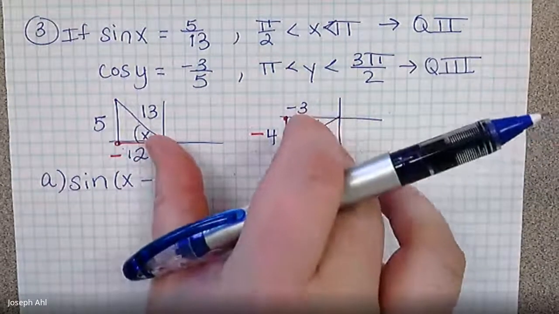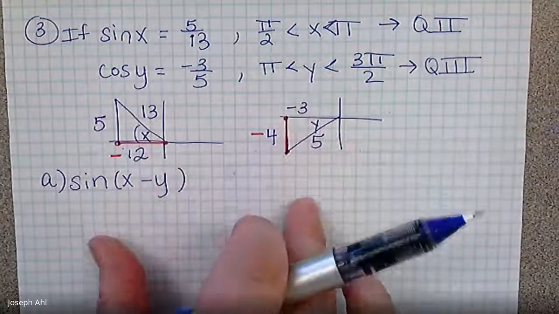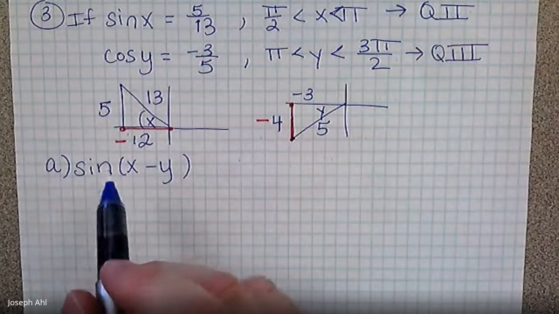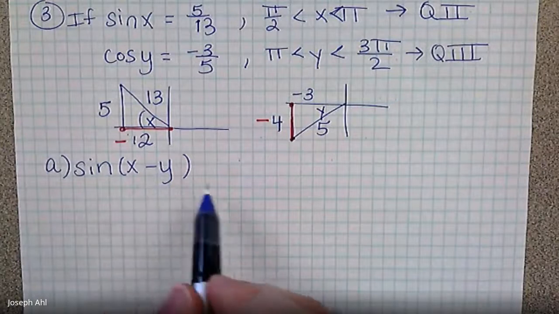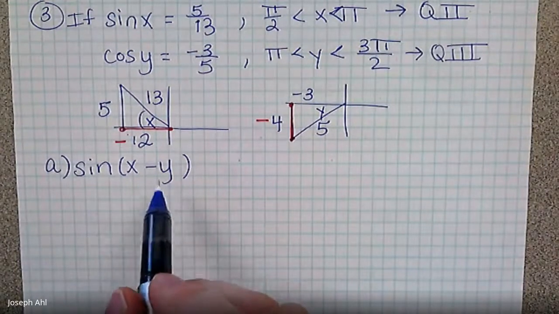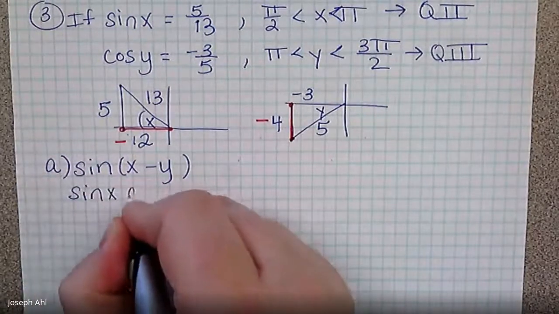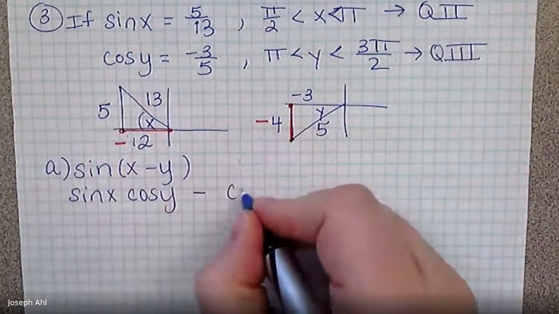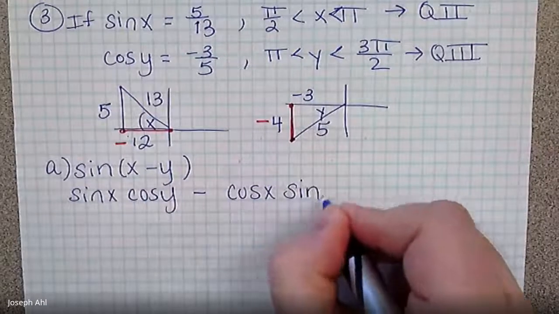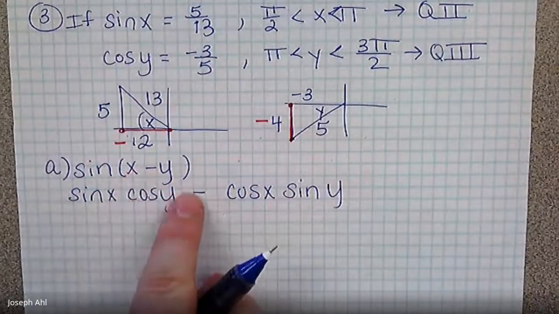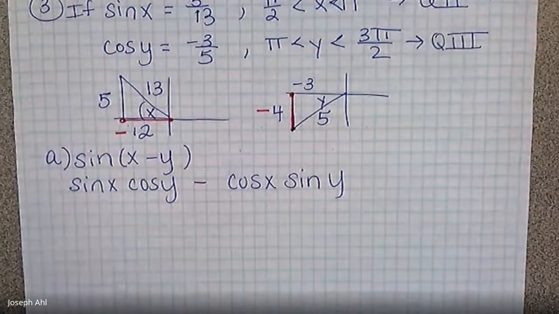This information is critical to get correct because it's going to affect every other calculation that I do in this question. How do I do sine of x minus y? Well, according to the identity, sine of x minus y is sine, cosine, cosine, sine. Sine x cosine y minus cosine x sine y. Sine, cosine, cosine, sine. The sign in the middle stays the same.